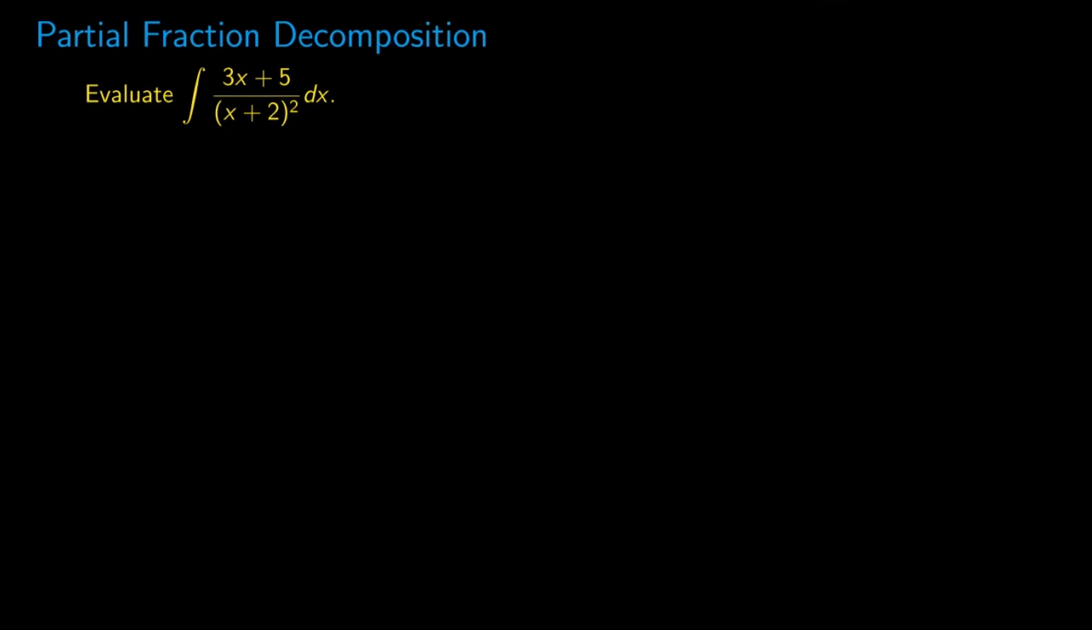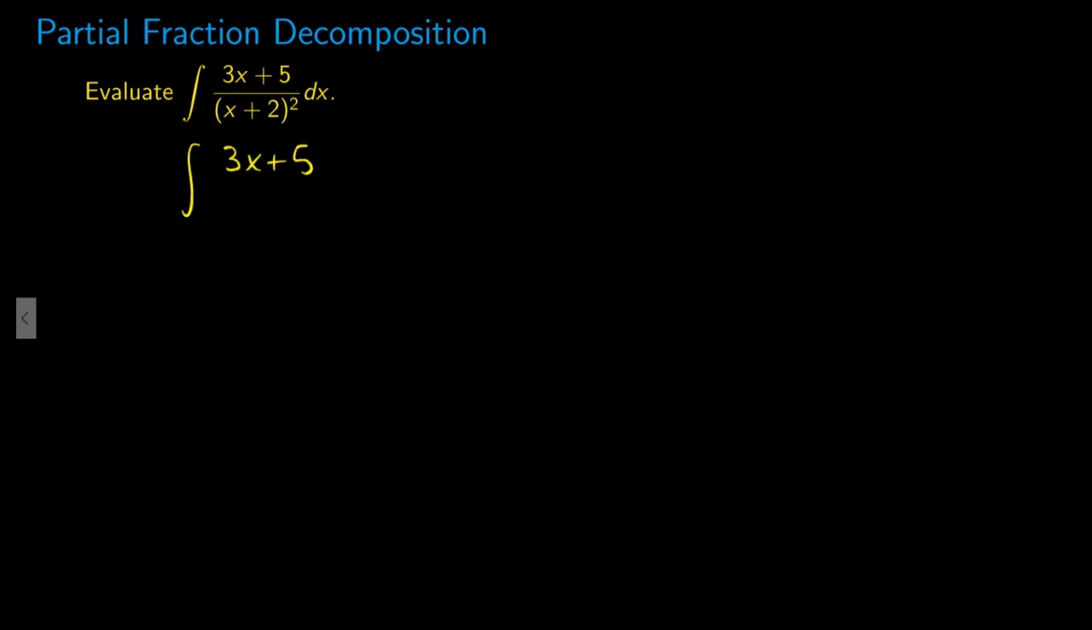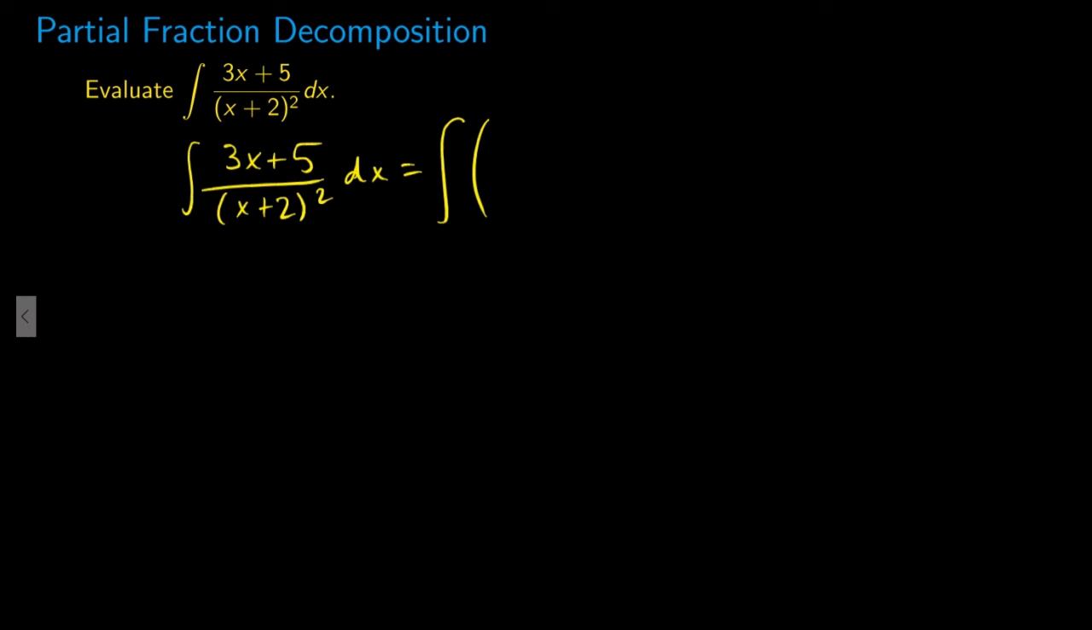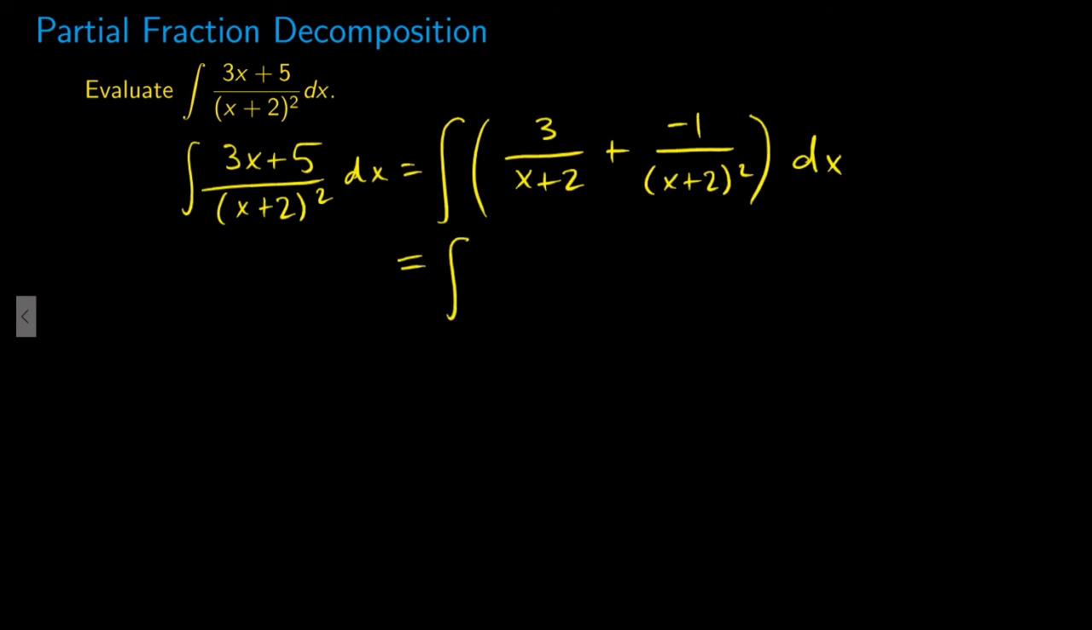So now if we want to integrate, we know that the integral of 3x plus 5 over the quantity x plus 2 squared dx is equal to the integral of 3 over x plus 2 plus -1 over the quantity x plus 2 squared with respect to x. And since the integral is a linear function, we can separate these and do the integral of 3 over x plus 2 dx plus the integral of -1 over x plus 2 squared dx.